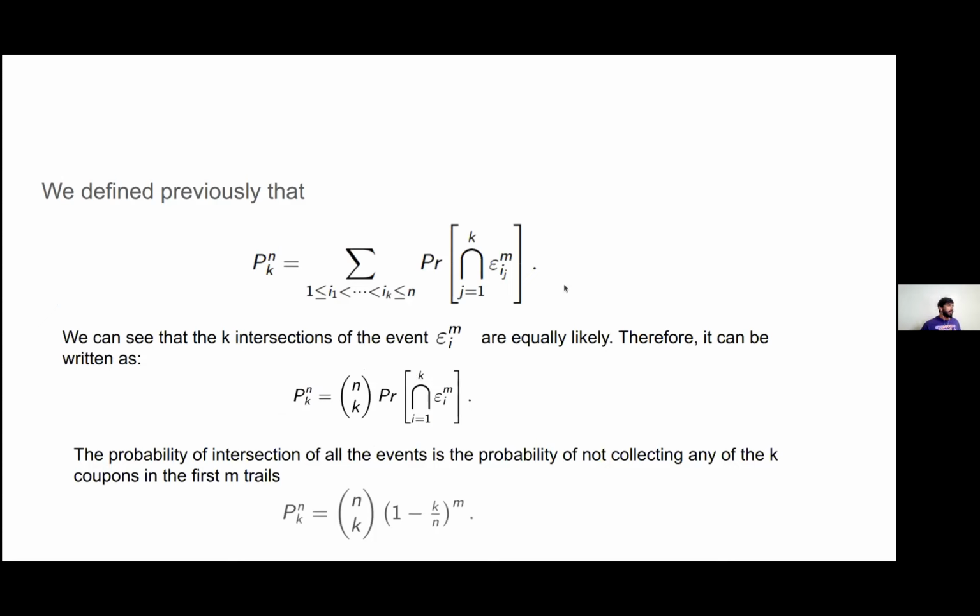So let's try to see the behavior of the term P_n,k that we have defined before. We see that the k-wise intersections of all these events are equally likely. So the summation of all these terms is nothing but a summation of all the n choose k terms. We can simplify it by saying that P_n,k is n choose k times the probability of the intersection of these events. The probability of the intersection of all the events is the probability of not collecting any of the k coupons in the first m trials. This probability is nothing but (1 minus k over n), and for m trials, since they are independent events, it's to the power of m.